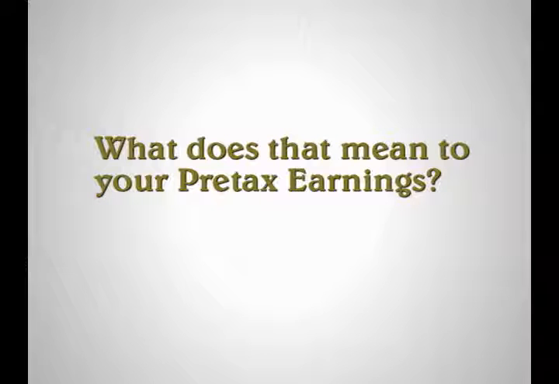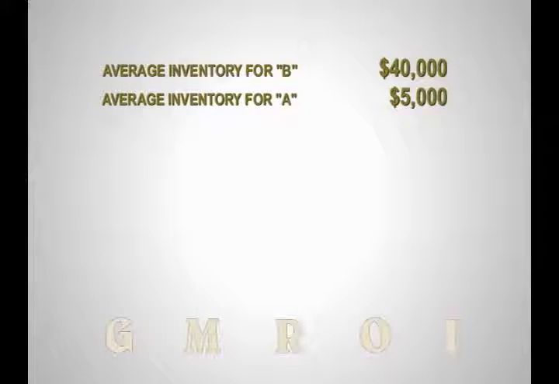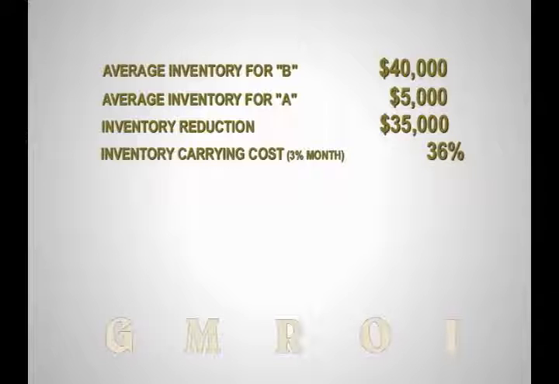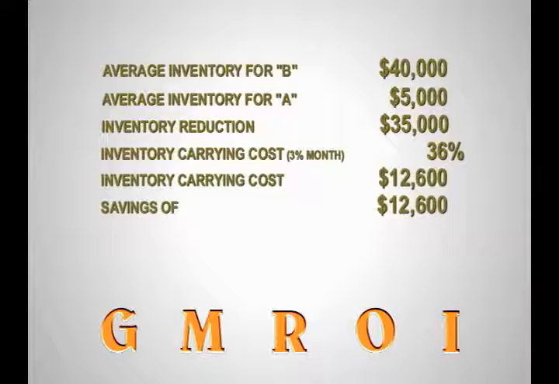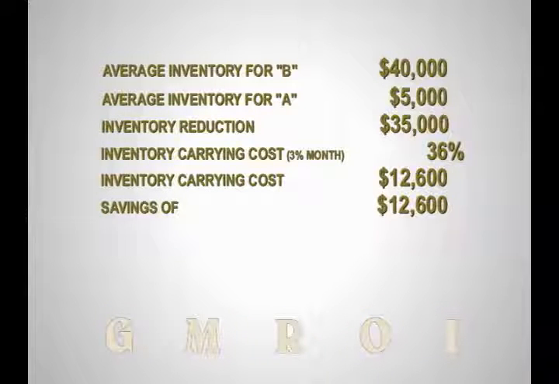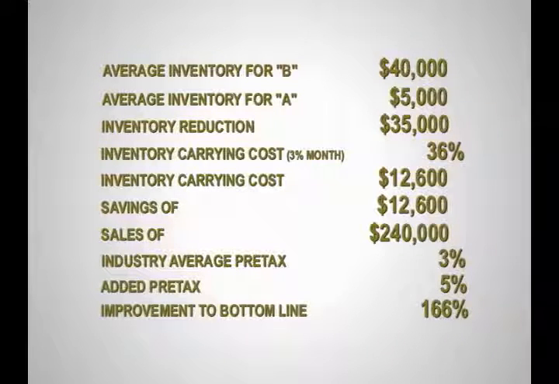So what does that mean to your pre-tax earnings? The average inventory for chair B was $40,000. The average inventory for chair A was $5,000. Your inventory reduction was $35,000. Your inventory carrying cost, figuring 3% a month, 36%. Your inventory carrying cost in real dollars, $12,600. You had a savings of $12,600. You had sales of $240,000 in pre-tax profit. Figure the industry average of pre-tax is 3%. The added pre-tax 5%, creating 8%, and your improvement to the bottom line, 166%.